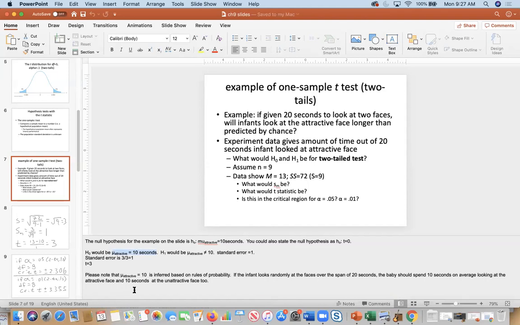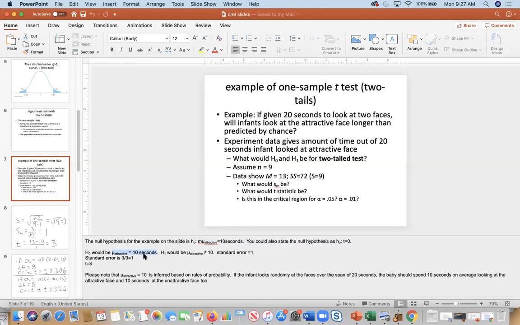And I wrote some notes here about how we came up with that. It's probability. Basically, there's two faces, and if the baby is looking equally at both, if there's no treatment effect, if there's no difference in the amount of time that the baby looks at each face, then the baby is going to look at each face half the time. 50% of the time it's going to look at the attractive face, 50% of the time it's going to look at the unattractive face, which leads to the null hypothesis that the amount of time spent looking at the attractive face would be 10 seconds.